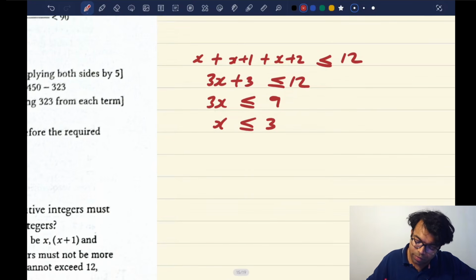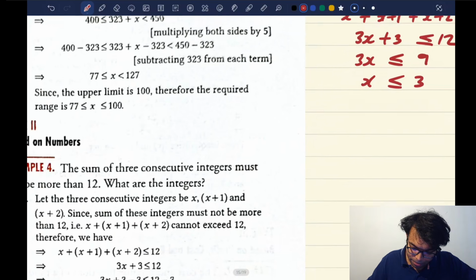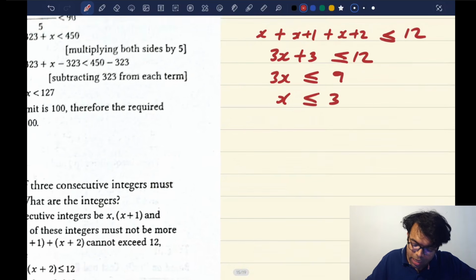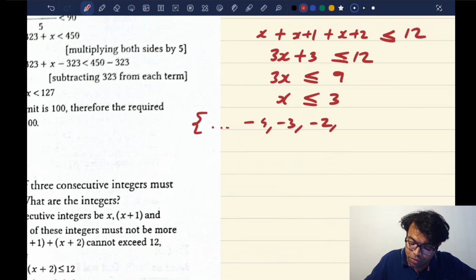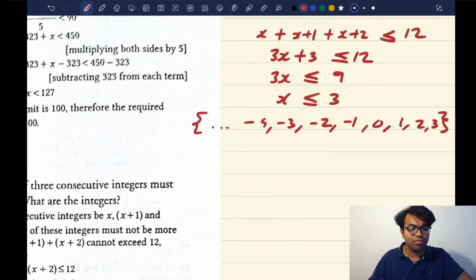So the numbers will be what? No, no, no. It's a range, Drupat. It's not equal to 3. It's a range. It's starting from minus infinity, but it goes like this: minus 4, minus 3, minus 2, minus 1, 0, 1, 2, 3. So you will get a set of answers. Understood? You have to make sure that all of them are integers.